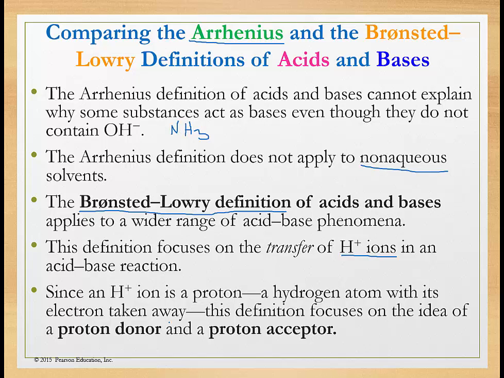Okay. Now, when we say it's a proton, by the way, H+ is a proton because if we look at a hydrogen atom, in the ground state, a hydrogen atom has 1 proton, 1 electron. But we've taken the electron away to make it a positive ion, so there's nothing but a proton in the nucleus. Okay? So this definition is then going to focus on the idea of something that donates an H+, a proton donor, and then something that accepts it, a proton acceptor. So what gives up the H+? And what takes it in.